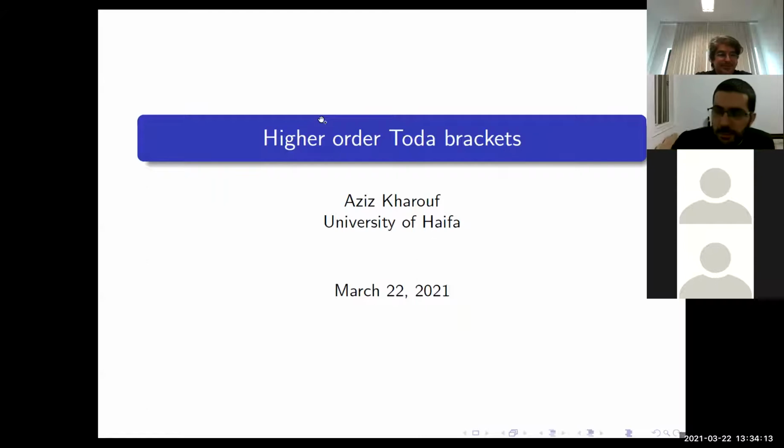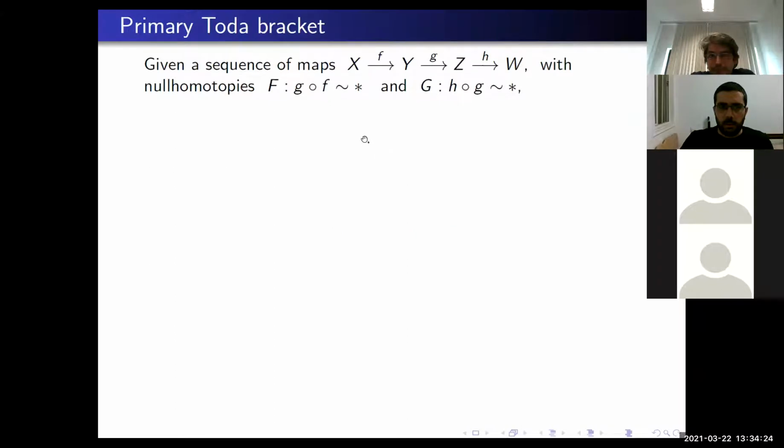Okay, so let's begin. I want to talk about higher order Toda brackets. First of all, I want to define the primary Toda bracket. Given a sequence of maps, one can imagine that all I do here is in topological spaces: the maps are continuous maps, the objects are topological spaces. But what we do here, we can do in any pointed model category. One familiar with model categories can think we do this in a general pointed model category.